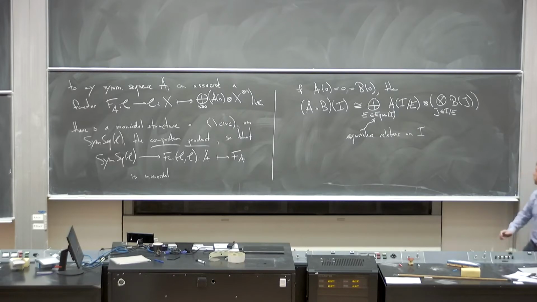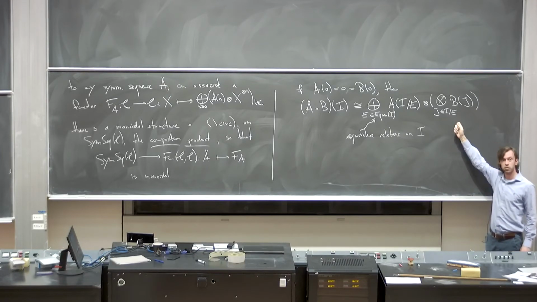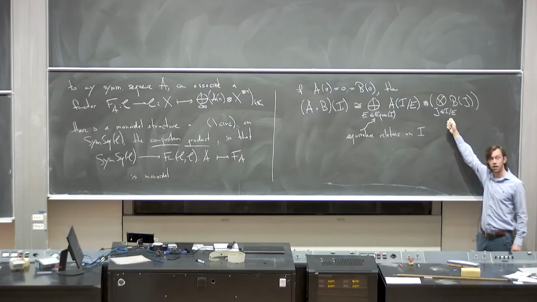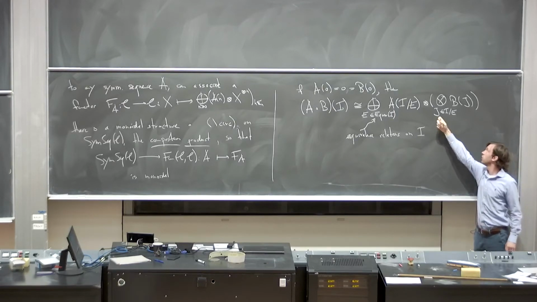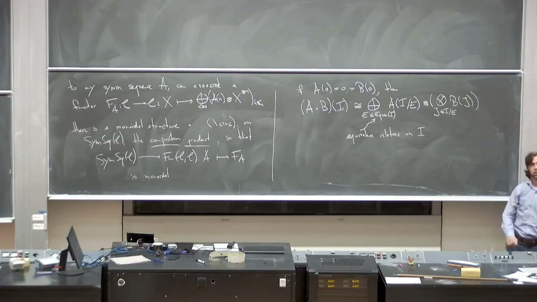So the second part, should there be a tensor product? This is a tensor product, yeah. I take the tensor product over all the equivalence classes for the equivalence relation E, right? So these J's, they're subsets of I. Exactly the equivalence classes for E, and for each such equivalence class, I take B evaluated on J, right? B is a functor on finite sets, so. Okay, all right. Other questions about this?